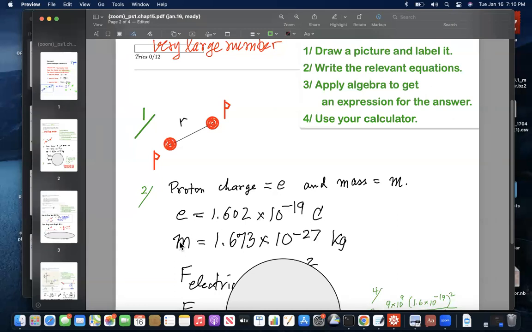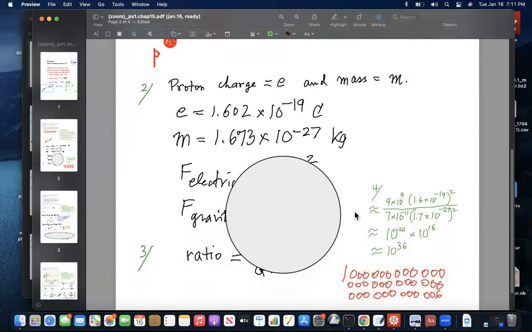And I could look up the mass. I could type into Google, what's the mass of a proton? I find 1.673 times 10 to the minus 27 kilograms. Of course, these are very tiny numbers because we're only talking about one single proton. Now I'm ready to calculate the electric force and the gravitational force.